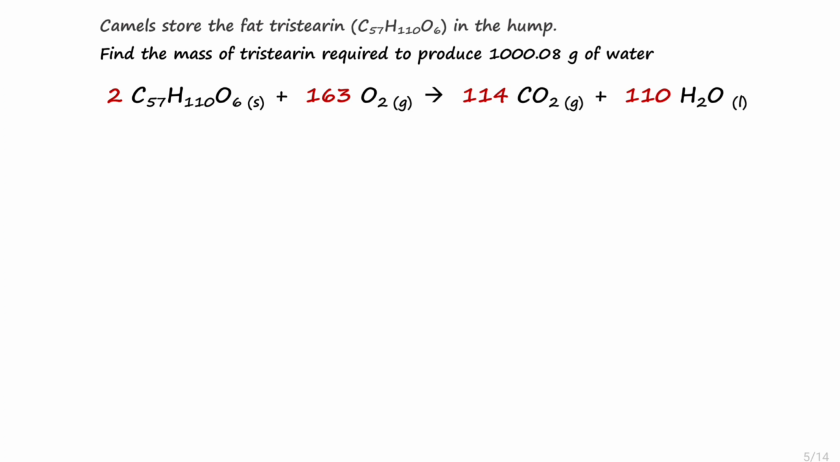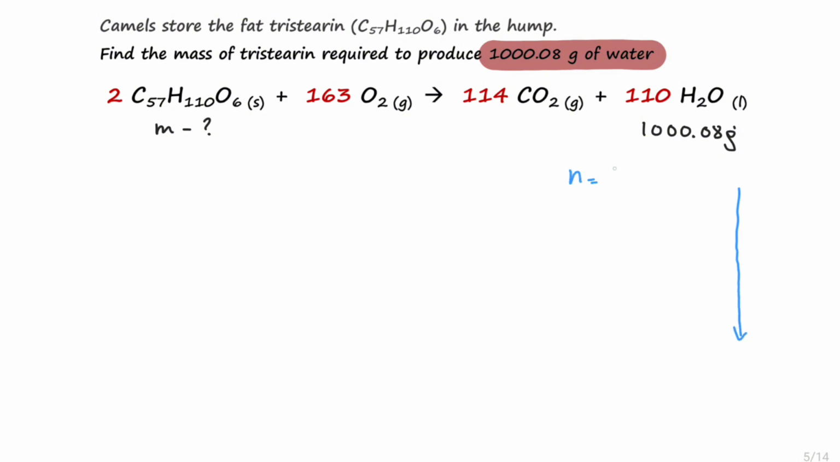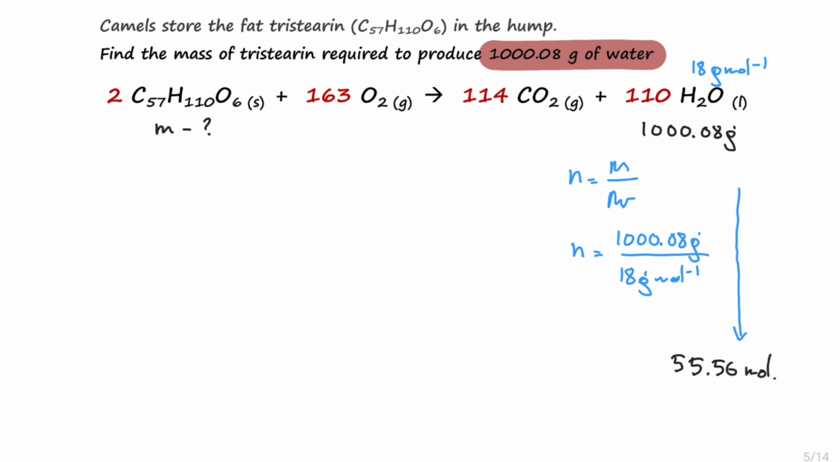Here the same conditions, but they ask you to find the mass of tristearine required to produce 1000 gram of water. They provide you 1008 grams of water, and they ask to find the mass of tristearine. How can you find the mole number? Mole number equals mass divided by molar mass. Mole will be equal to mass of the water, gram, divided by molar mass of the water. Molar mass is 18 gram mole minus 1, divided by 18 gram mole minus 1. It will be 55.56 mole.